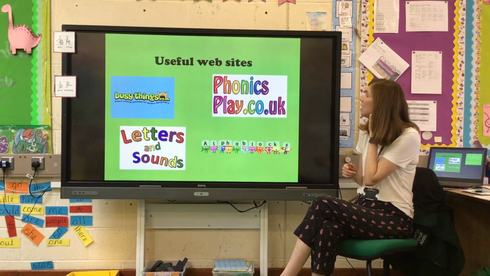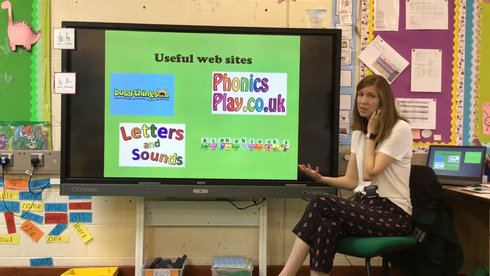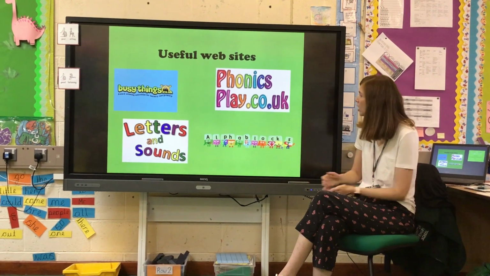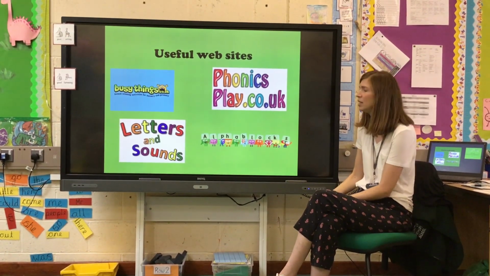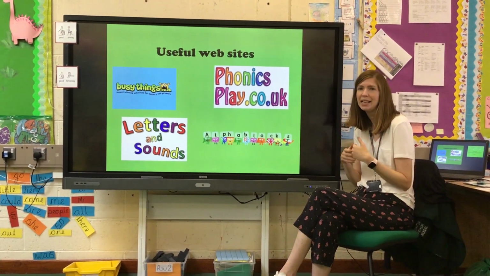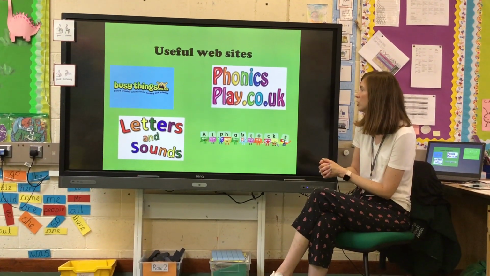So we've got Letters and Sounds, which is obviously the government website, which has got some more information about phonics, if you wish to find anything out. And also, I'm sure most children have watched or have knowledge of Alphablocks. Really great TV programme which does lots of sounding out, segmenting, blending, getting children familiar with all the sounds. So all of those websites are really good.